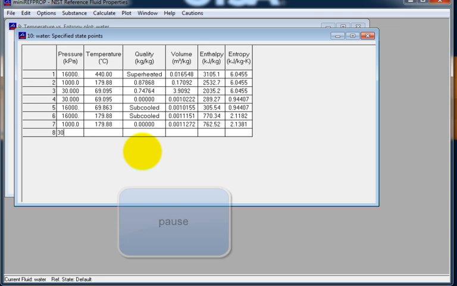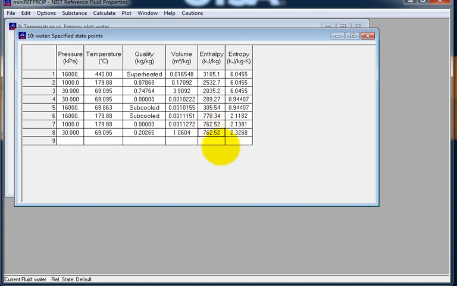Quality is 0. I'm going to pause, walk around. What is the next property for state 8? All right, so a lot of you got it, but why do I copy down H? Why? It's a valve. It's not isothermal. Look at the temperature difference. It went from 180 to what? About 70. How can you drop temperature just by going through a valve?